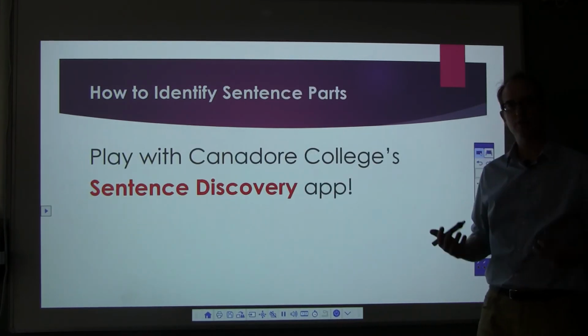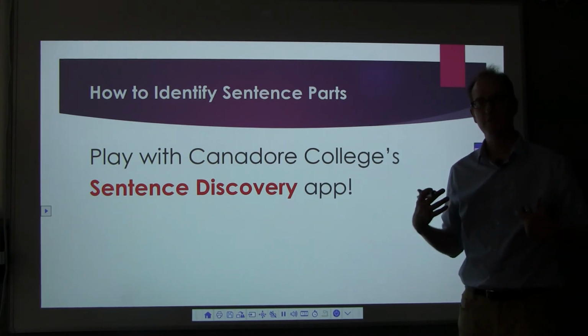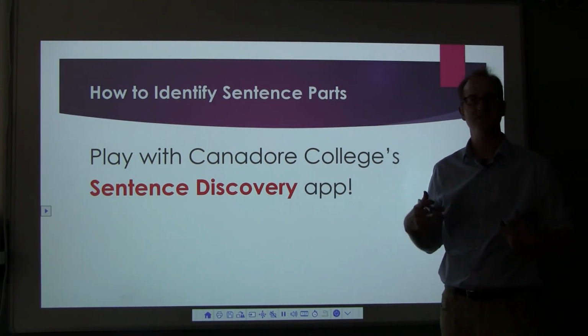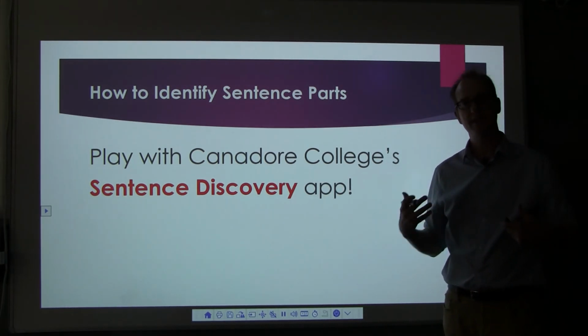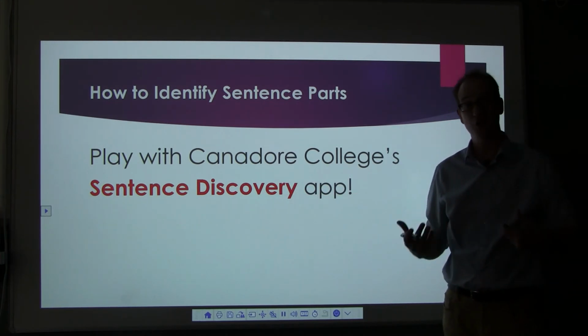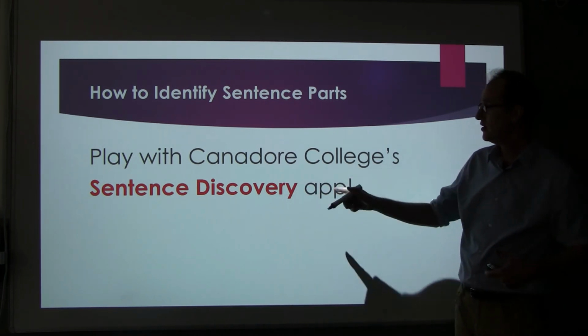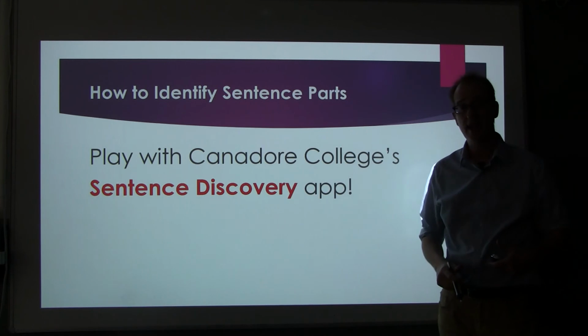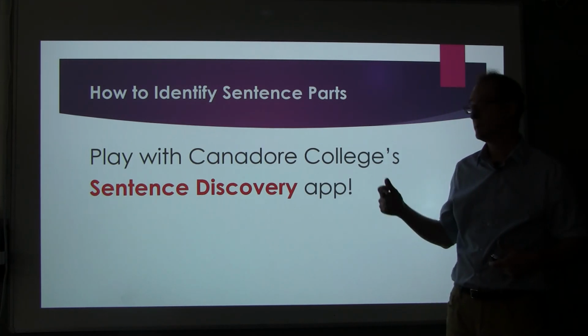So just to review, if you need to review parts of a sentence, identifying the subject, the main verb, modifiers, conjunctions, or objects, check out the Sentence Discovery app produced by Canadore College.